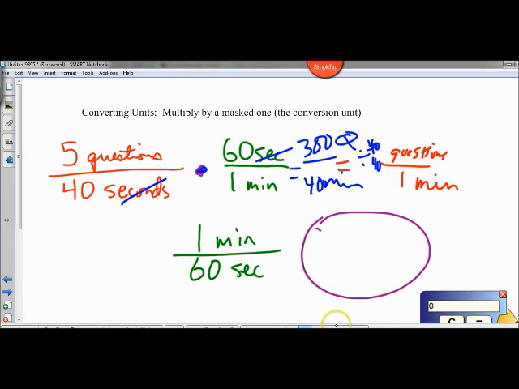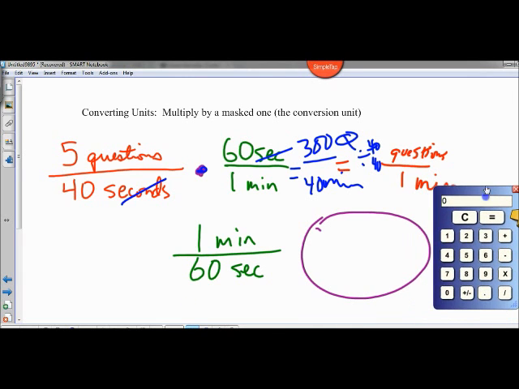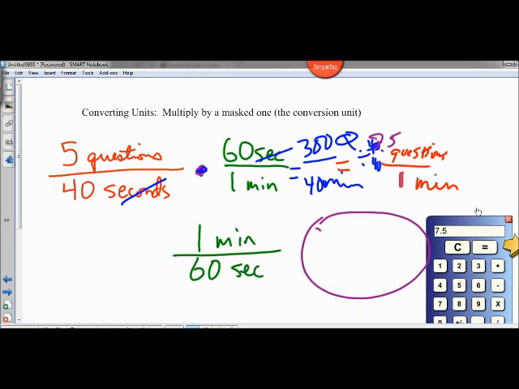Let's see here. So 300 divided by 40, 7.5. And so that gives me 7.5 questions in 1 minute. Alright, so 7.5 questions per minute. That would be my rate of questions per minute.